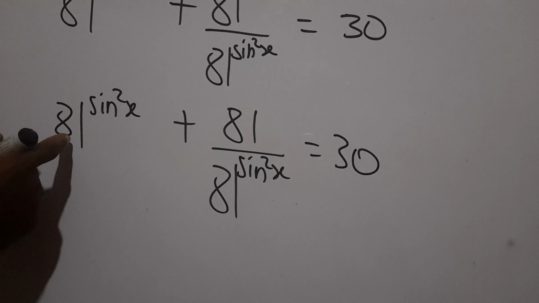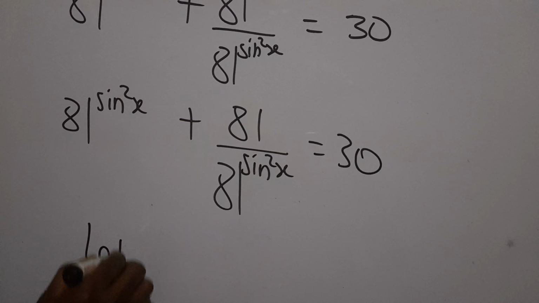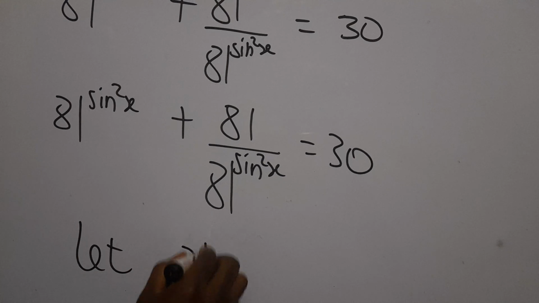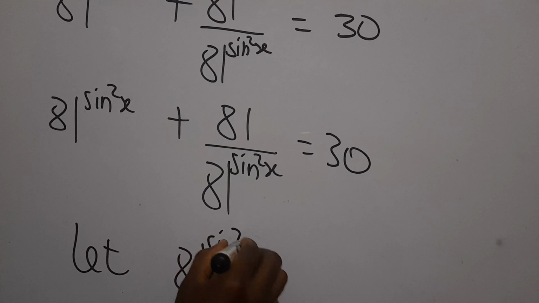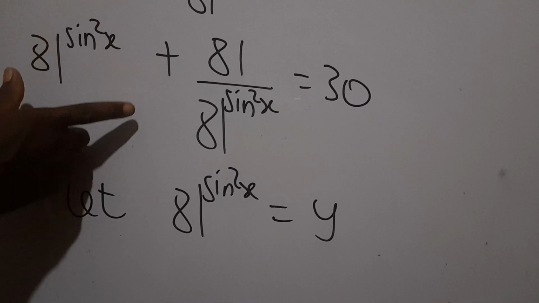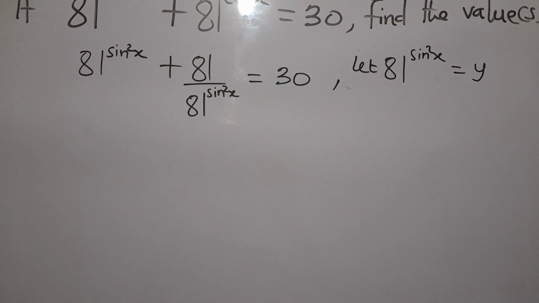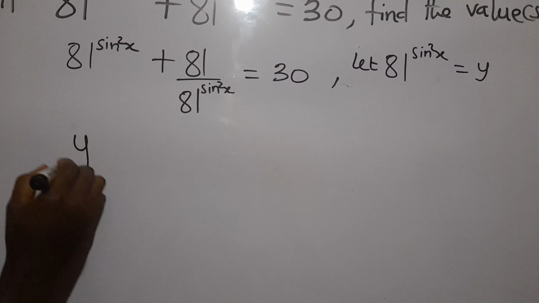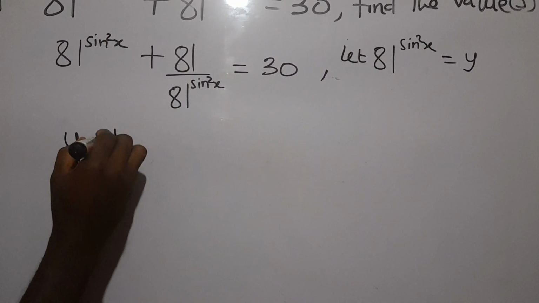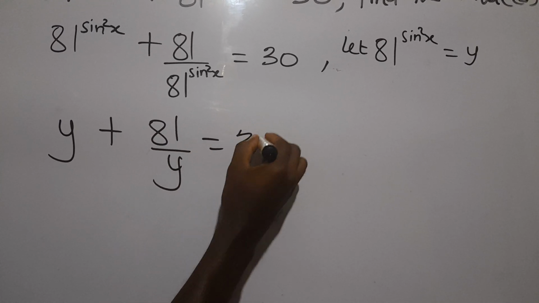So since we have 81 exponent sin square x in both places, we let another variable be equal to it. So we say let 81 exponent sin square x be equal to y. In place of 81 exponent sin square x, we substitute y. So we'll be having y plus 81 over y is equal to 30.